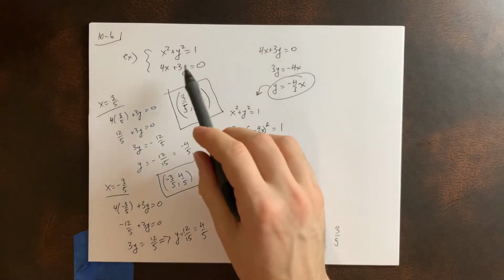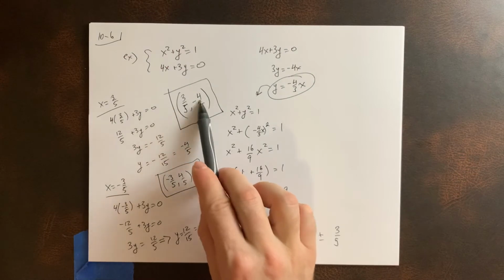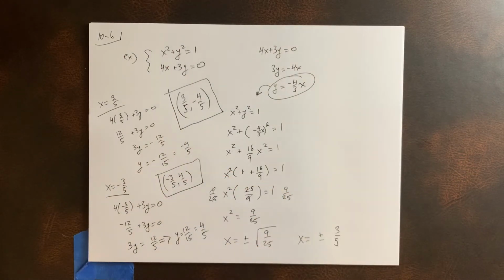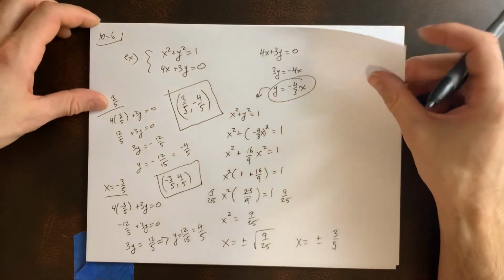Okay, so for this problem, we get two answers. We get this pair, here's our x, here's our y, and we also get this pair, here's our x and here's our y. Okay, now let's move on to the next example.